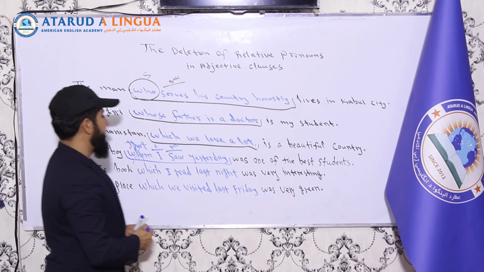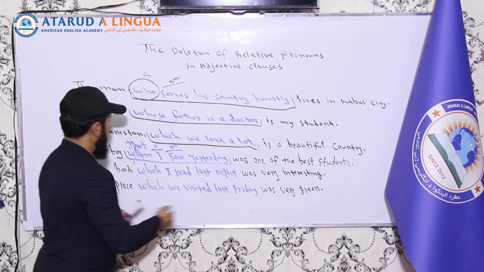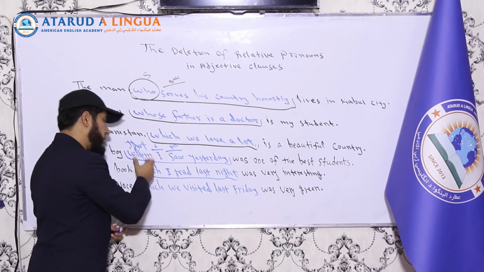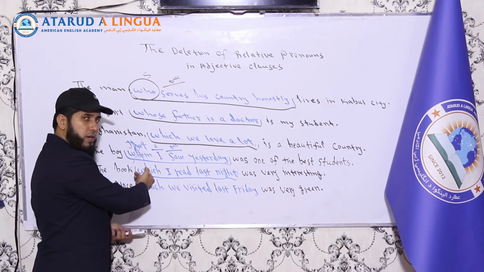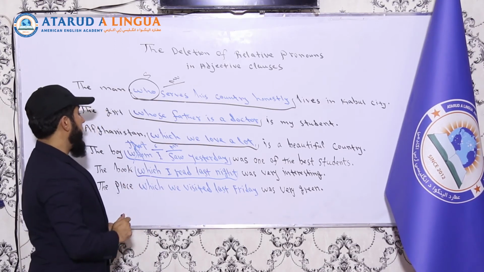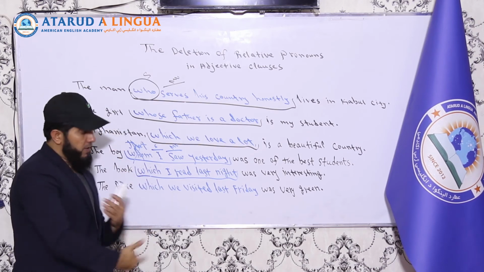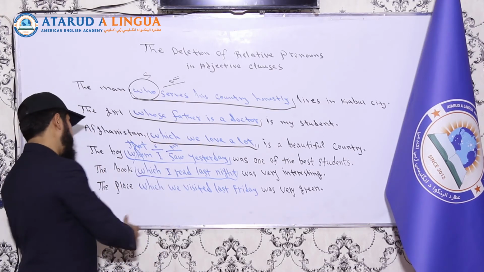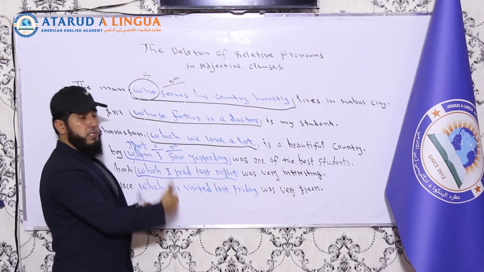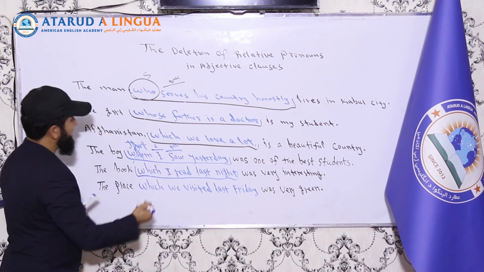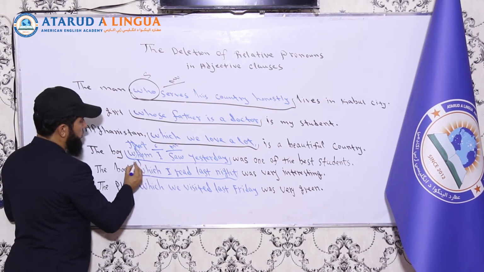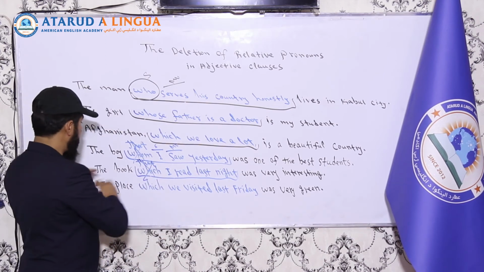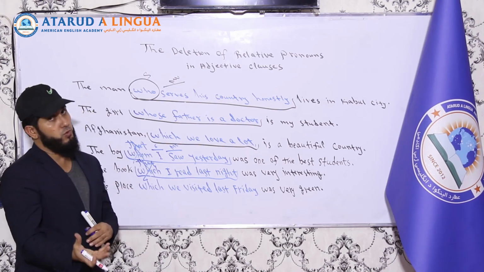Look at the second sentence. The book which I read last night was very interesting. Our adjective clause, which I read last night, is in objective case, which means that the relative pronoun functions here as an object, and it is a restrictive or defining adjective clause because without this information in the adjective clause we don't know which book the speaker is talking about. So instead of which, we can use the relative pronoun that as well. And we can omit the relative pronoun. And we can say the book I read last night was very interesting.